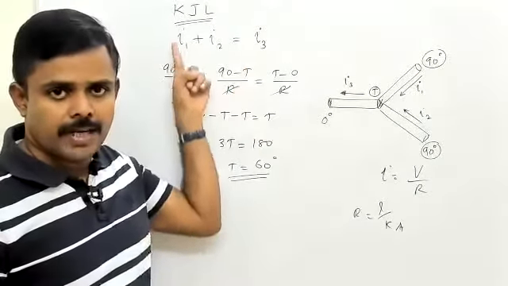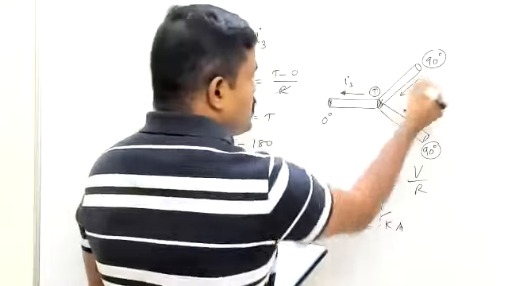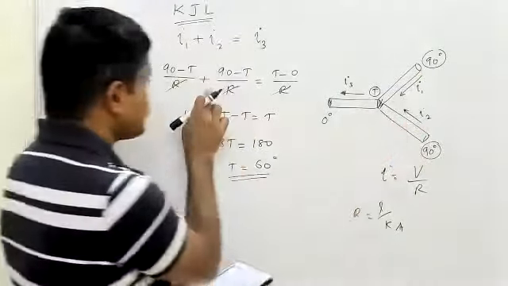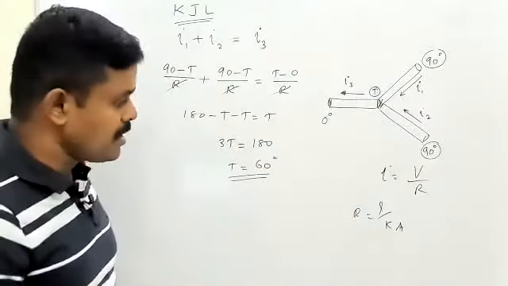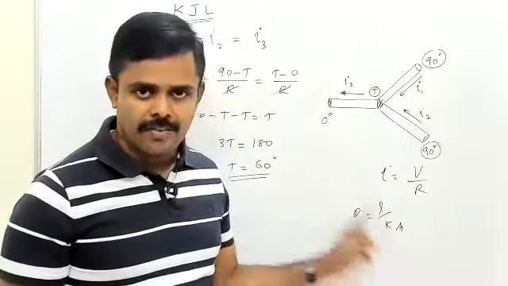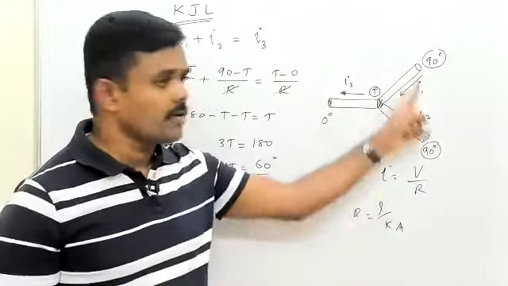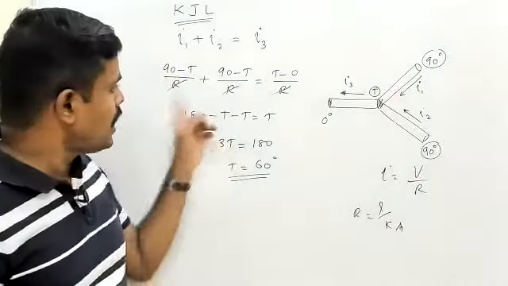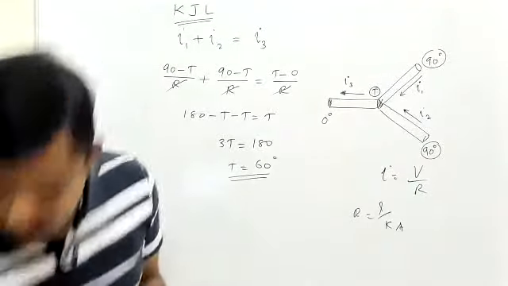I is V by R by Ohm's law. So what is the potential difference? 90 minus T by resistance R. 90 minus T by resistance R. T minus 0 by resistance R. All have the same resistance, because resistance is L by KA. We learned this, right? L is the same for all. K is the same for all, same material. A is the same for all, given in the question. So the R's are the same. You get them cut, and then T will be equal to 60.